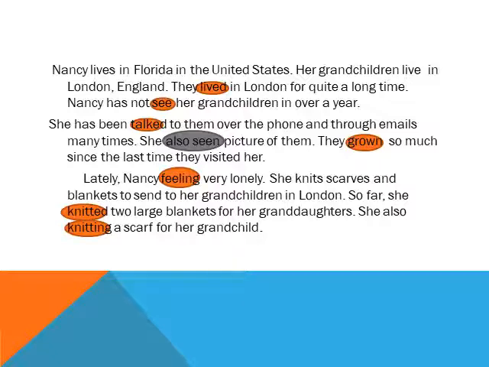So far she knitted 2 large blankets for her granddaughters. We have knitted here is a mistake. The form of the verb, definitely it's a mistake. And she also knitting a scarf. Knitting here is a mistake. The form of the verb is incorrect. Now let's correct the mistakes together.